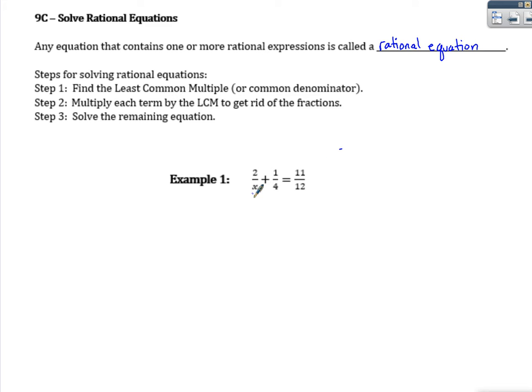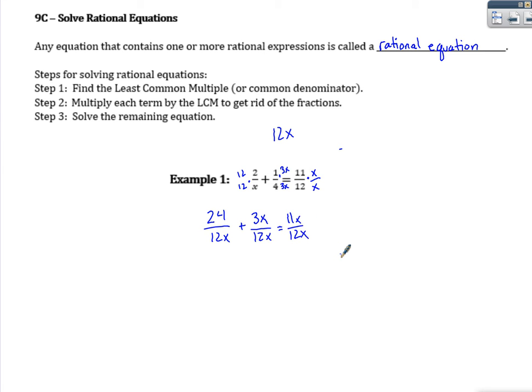So I have an x and a 4 and a 12. So I'm going to make my common denominator here 12x. That means this fraction gets multiplied by x on the top and bottom. This one is going to be multiplied by 3x, because again, I want my denominator to be 12x, which means this one has to get multiplied by 12. So when I do that, 12 times 2 is 24, so I have 24 over 12x, plus 1 times 3x is 3x over 12x, and that is equal to 11x over 12x.